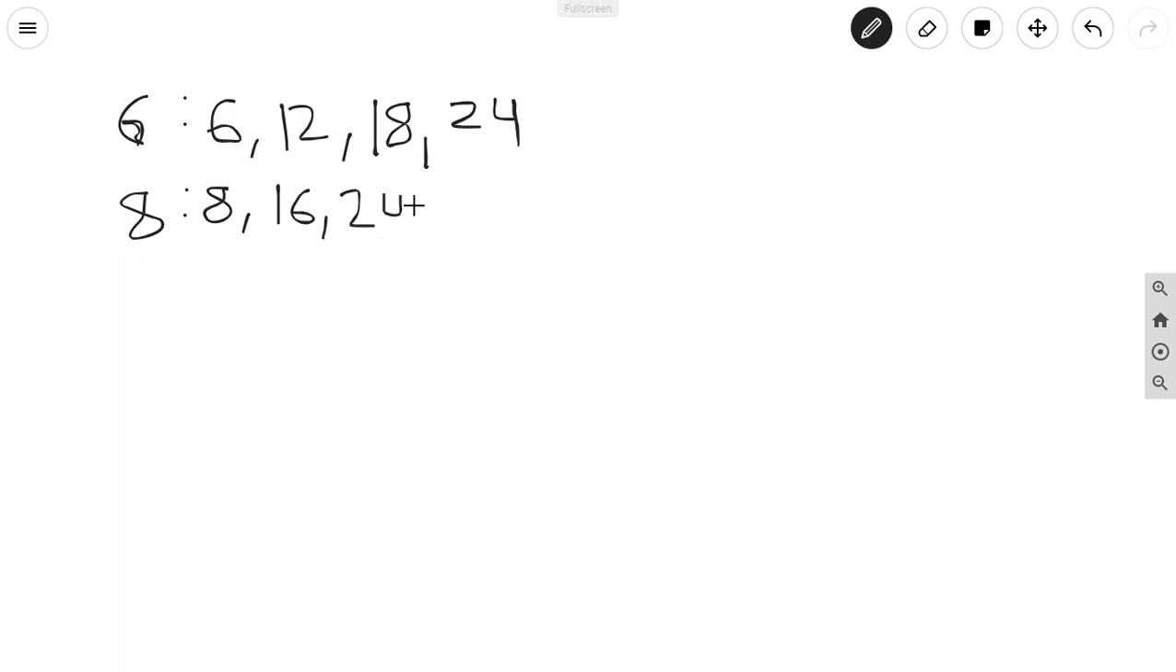All right. And now for the least common multiple. That's the smallest number here that's listed that they both share. Looking at the list, I see 24 for 8, and I see 24 for 6. So the least common multiple between 6 and 8 is 24. 24 is the smallest multiple that they share.